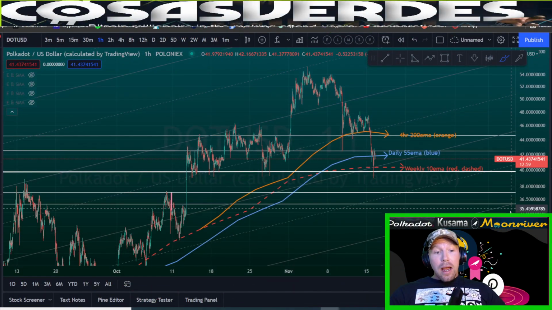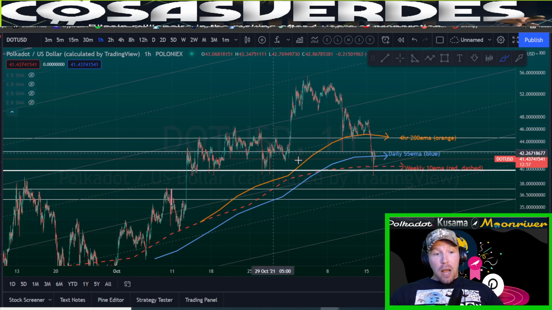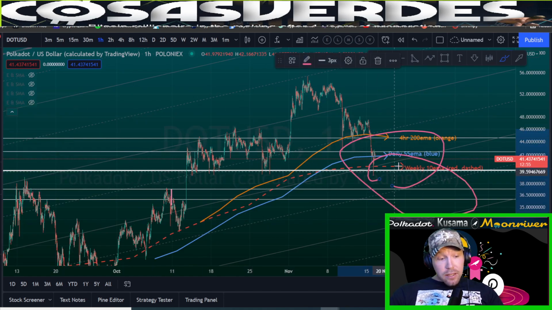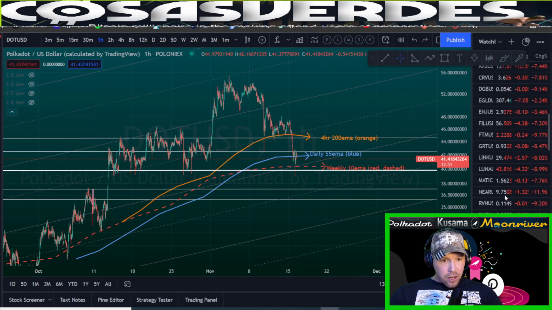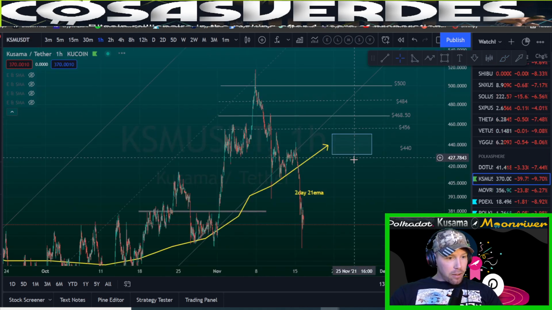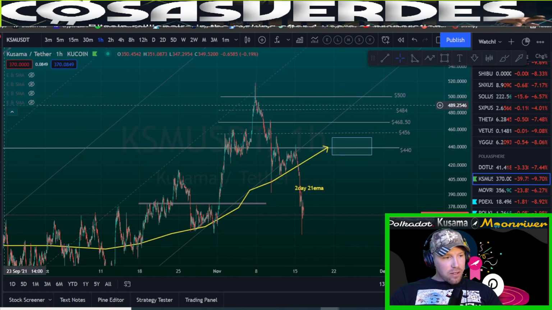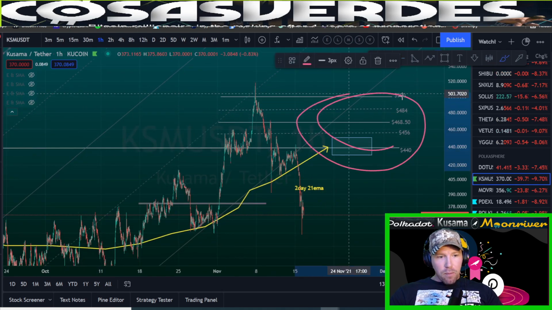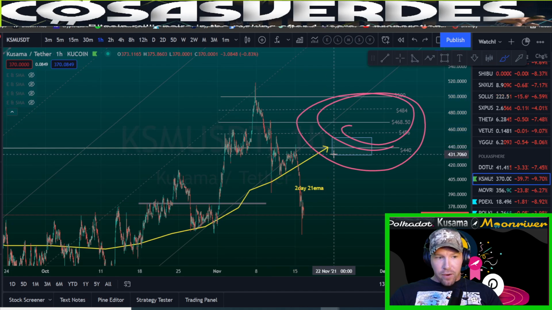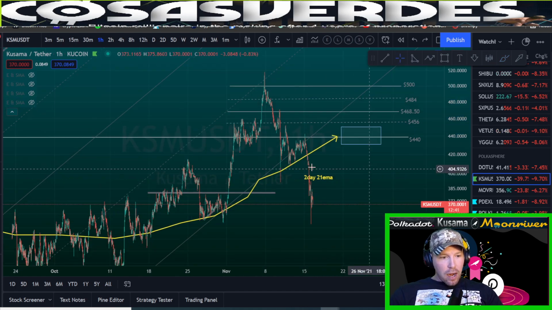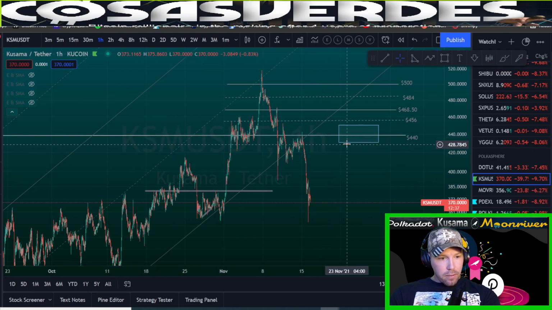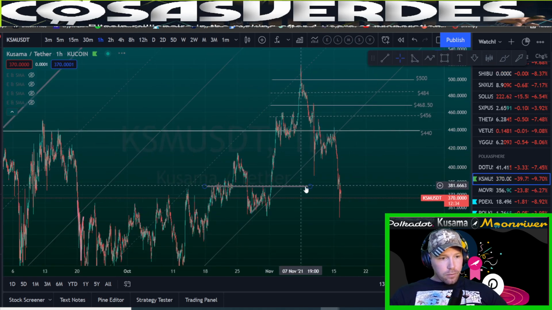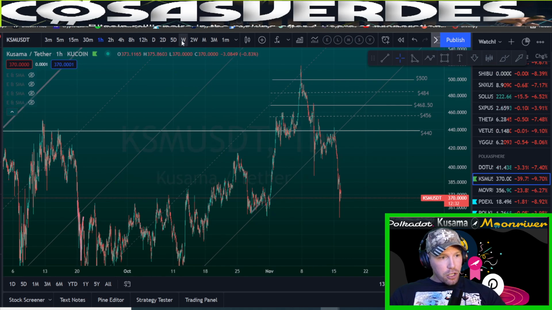Okay, so I haven't prepared this for Kusama and Moonriver. So let's do this on those 2 assets, and then we will be cooking. All right, Kusama. So we're going to try to ignore this range. Once it breaks back into the range, it's going to be a great trading range, by the way, but it broke down out of it. All right, so let's start with the weekly. So step 1, weekly. Go to the weekly chart.